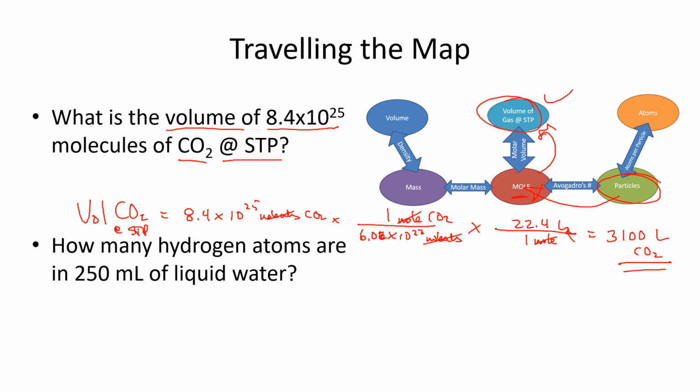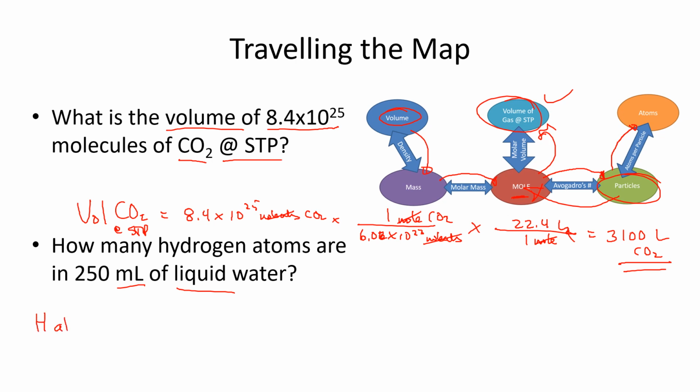All right, last one. How many hydrogen atoms are in 250 milliliters of liquid water? Ooh, so we're going from a volume over here. It's not a gas, and we don't have the conditions for it. So we're going to need the density to go to the mass, and then we're going to need the molar mass to get to the mole. Then we're going to need Avogadro's number to get to the molecules, and then we're going to need the number of atoms per particle to get to the atoms. So this is a long journey on the map. But we do it the same way.